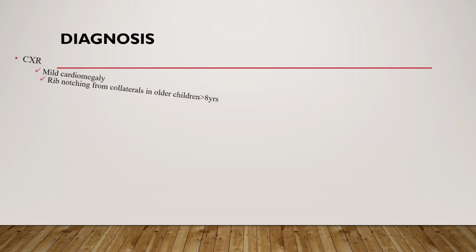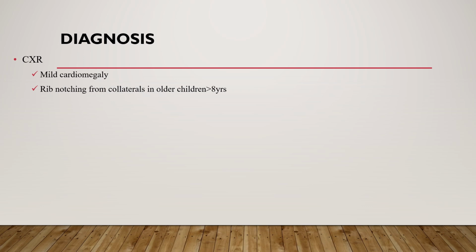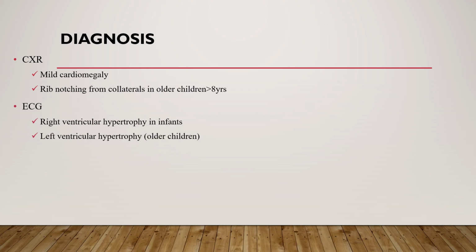When we see the diagnosis, chest X-ray can show us mild cardiomegaly, but rib notching from collaterals can be seen in older children, in those greater than 8 years, because it needs time to develop collateral circulation, and after development of collateral circulation, it still needs time to cause rib notching. And on ECG, right ventricular hypertrophy in infants and left ventricular hypertrophy in older children can be seen.